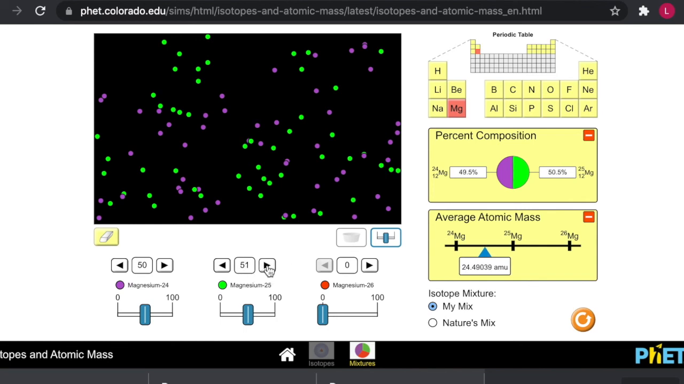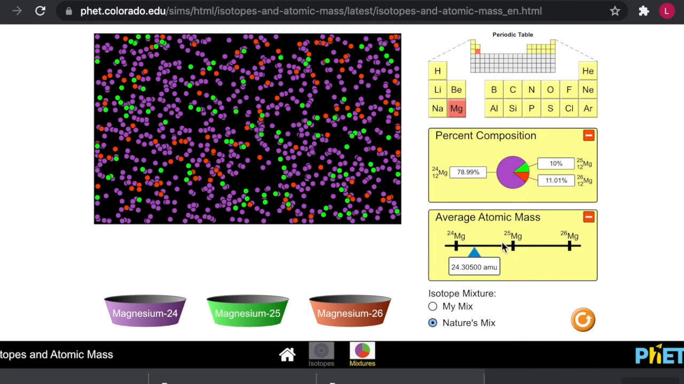So let's make it 50% magnesium-24 and 50% magnesium-25. So now we have a 50-50 mix, and we're just about halfway in between the mass of magnesium-24 and the mass of magnesium-25. So you can make different mixes, or you can see how the mix in nature actually exists. So in nature, it's mostly magnesium-24 with a little bit of magnesium-25 and a little bit of magnesium-26. And that is what makes the average atomic mass close to 24.3. So I would encourage you to play around with this if it helps you visualize and understand what we're talking about with average atomic mass.